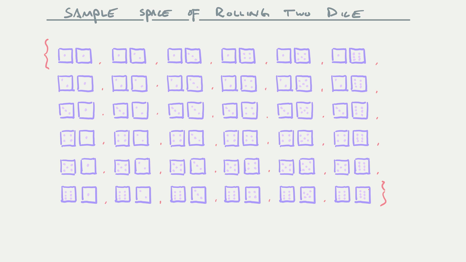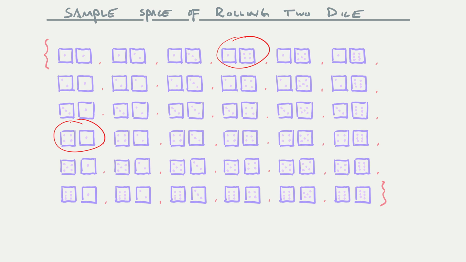Here's the sample space for rolling 2 dice. So maybe you roll the first one's a 1 and the second one's a 4. Maybe the first one's a 4 and the second one's a 1, right? All of these things are the possibilities. These are everything that can happen when you roll 2 dice together. There's 36 of them. 36 possibilities exist here.